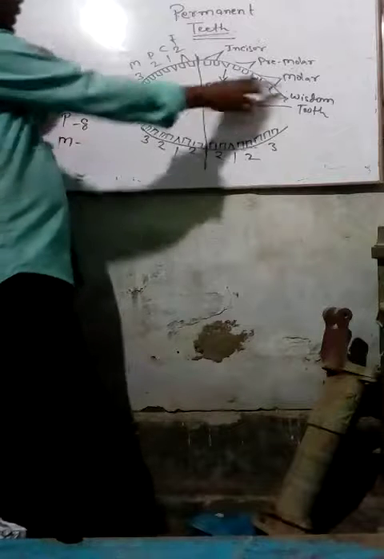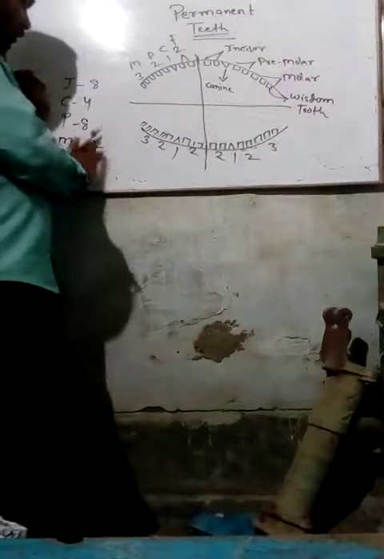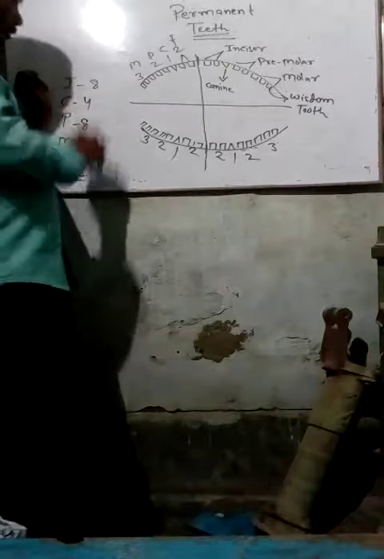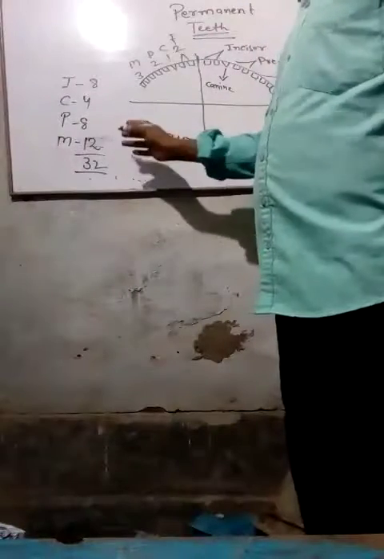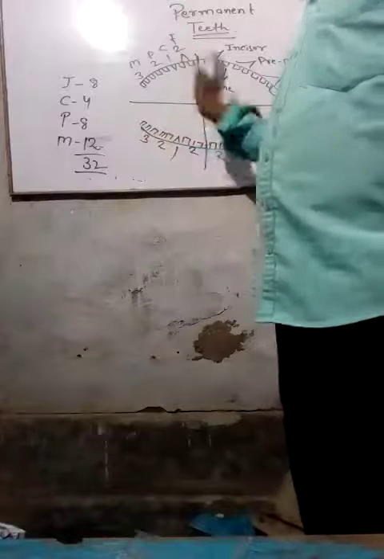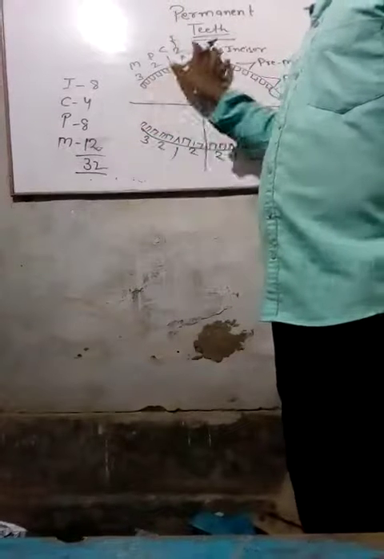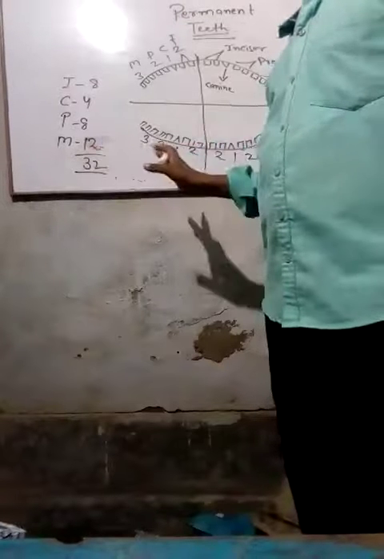Molar, 3 molar, 3 molar, 3 molar. It means 12 molar. So the total number of permanent teeth is equal to 32, right? You can see here, when we were studying milk teeth there were 8 molar, but in the case of permanent teeth there are 12 molar. It means 4 extra teeth are there, right?